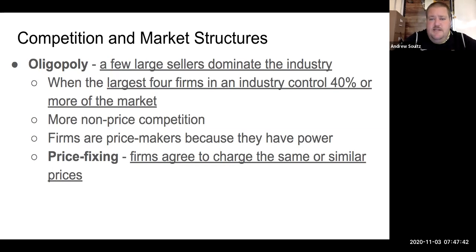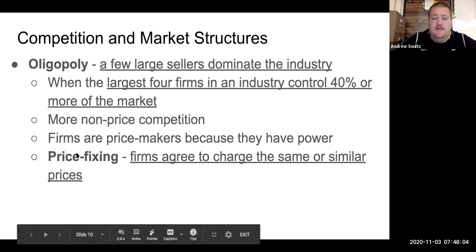as a percentage of market share, you could say when the largest 4 firms in an industry control 40% or more of the market. And so 40% might not sound like a whole lot, but it is a whole lot. It gives those 4 firms a lot of power and control over price. There's even more non-price competition here.